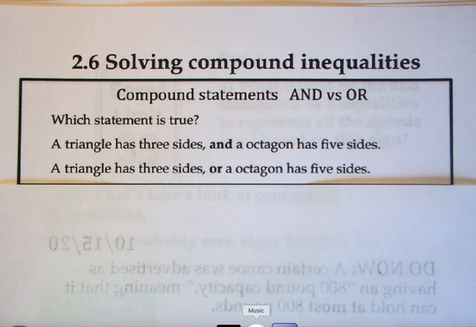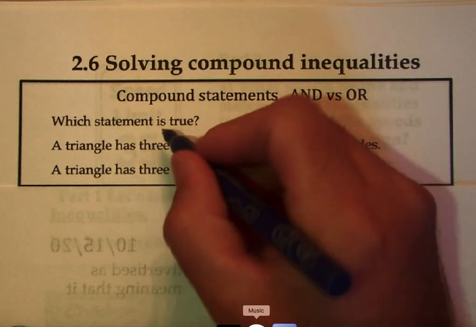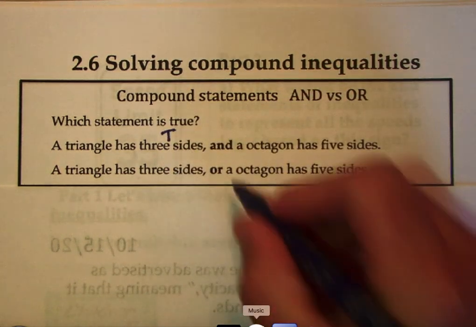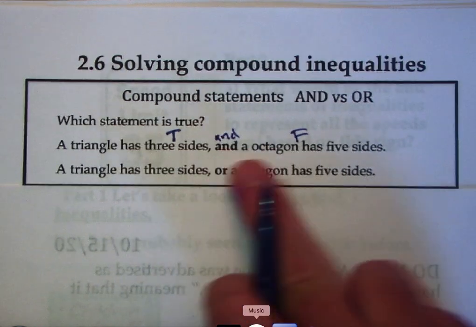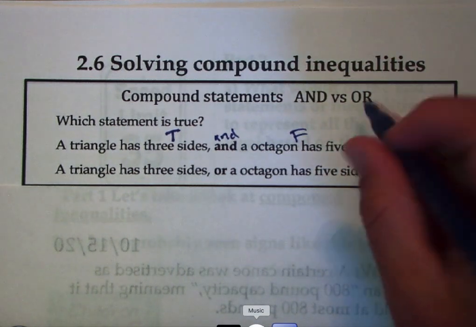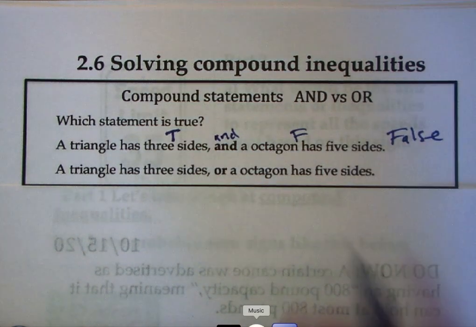What's your feeling? Is it? Is it not? My feeling is not, because this "and" seems to say that both of these have to be true. Is this true? And is this true? No, this is false. An octagon doesn't have 5 sides. So because we used "and," this whole statement is false.